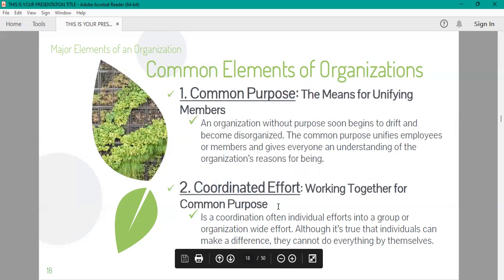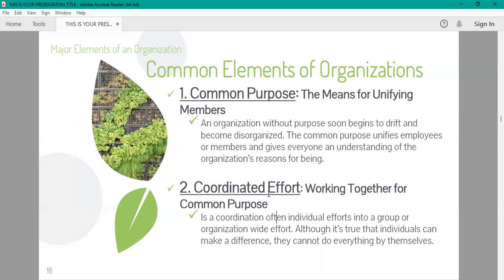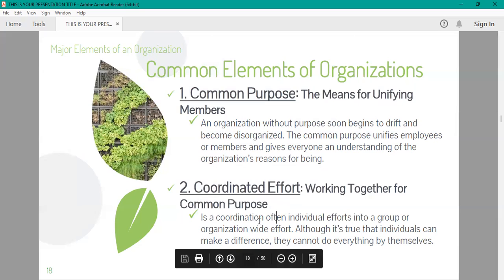Next would be coordinated effort. So effort is working together for the common purpose. So given that we have a purpose, the vision and goals of our organization, we need to coordinate our effort. We need to work together. So it is a coordination where often an individual effort becomes a group or organization-wide effort.